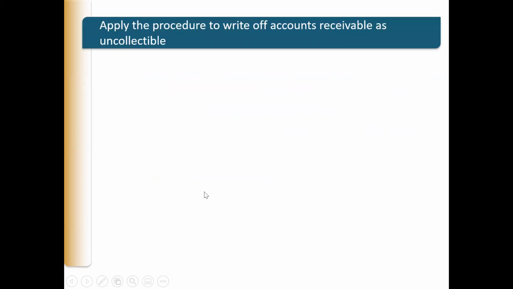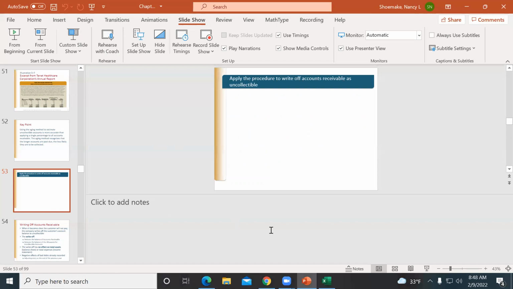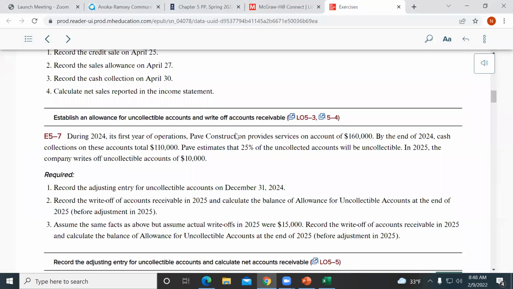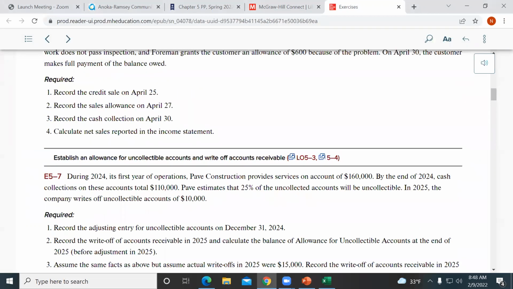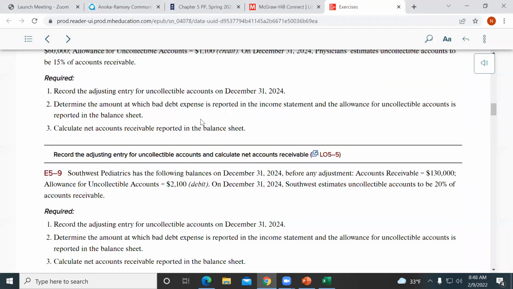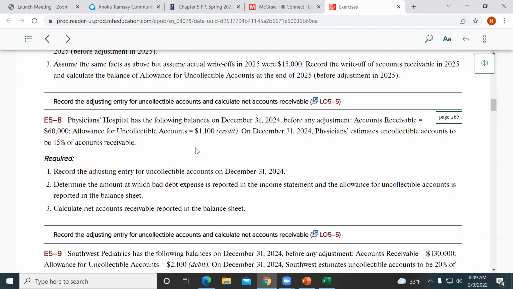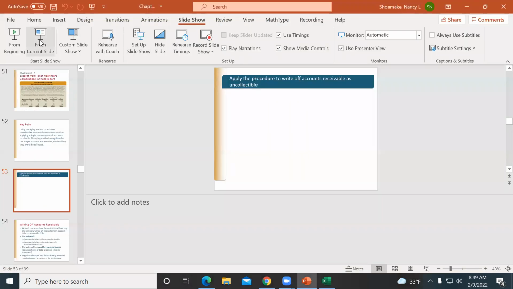Okay, so let's go back now and let's look at our book. Well, I can't do that yet. Okay, Physicians Hospital. No, I can't do that yet. Never mind. We'll keep going on.